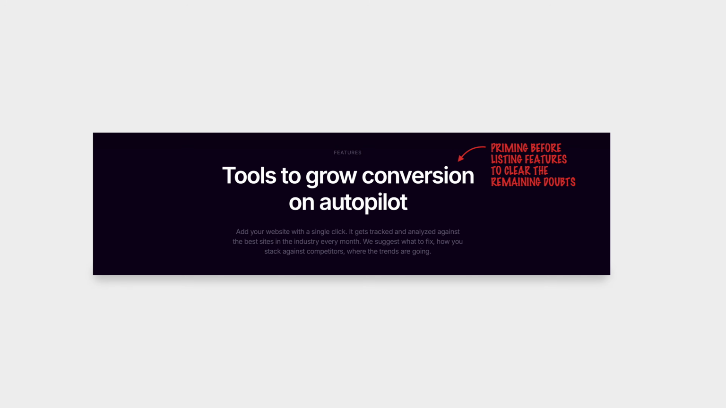In the next section, we're priming the users for a list of features, but we also repeat the headline that was in the kicker before. So it's a tool to grow conversion on autopilot. And then we stuck a lot of sub-benefits in a flow that is kind of like a step-by-step guide. You do this, then this happens, then this happens, and then this happens. This is very easy for people to imagine, and it explains how robust the platform is.